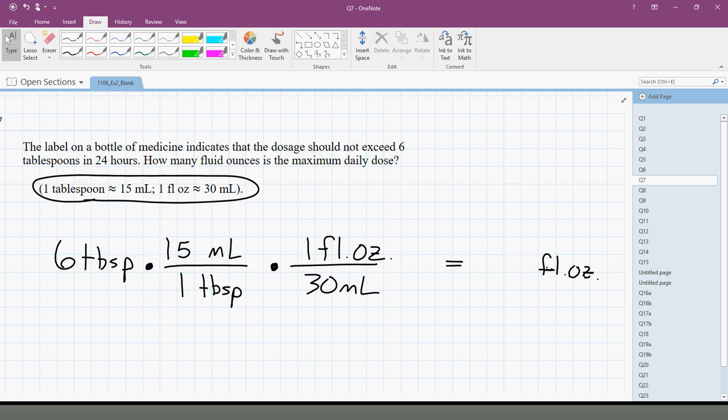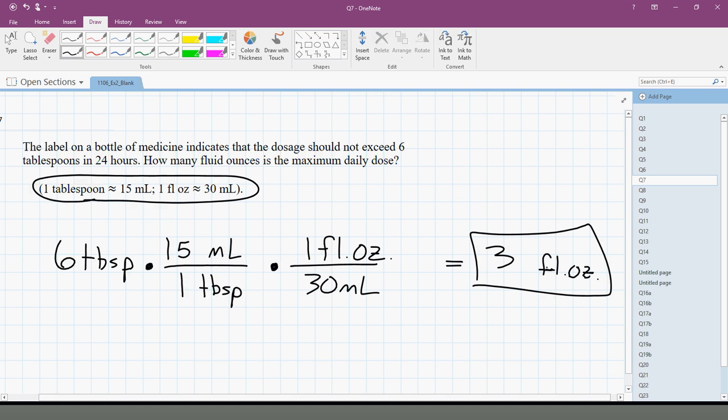Three fluid ounces. There you go. So in 24 hours, do not exceed 3 fluid ounces of this medicine. Okay.